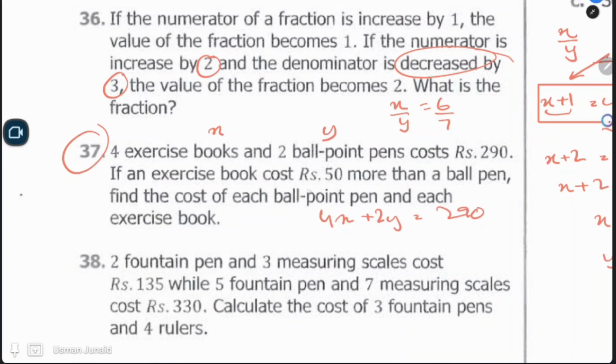If an exercise book costs 50 more, so x is 50 more than a ball pen. Yeah, so x is equal to y plus 50, or x minus 50 is equal to y. Either way. Okay. Find the cost of each ballpoint pen and each exercise book. So you're putting y here. Yeah, that's what I did. Okay. Find the values and let me know.